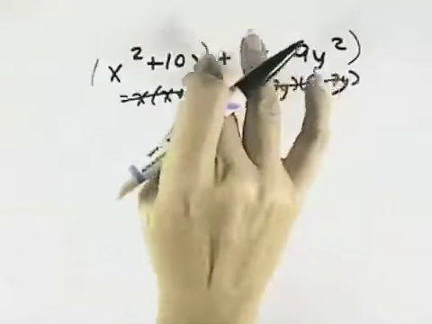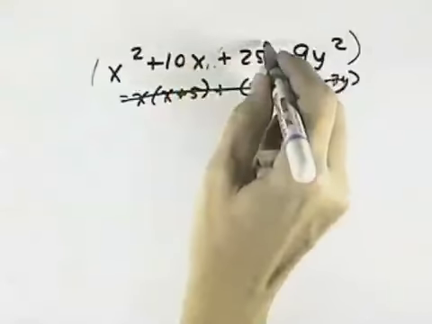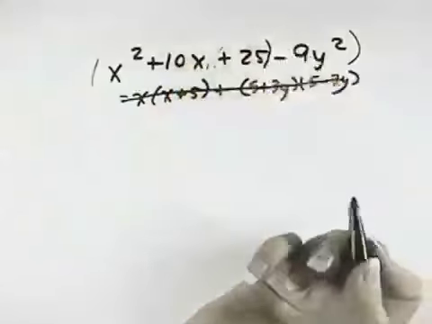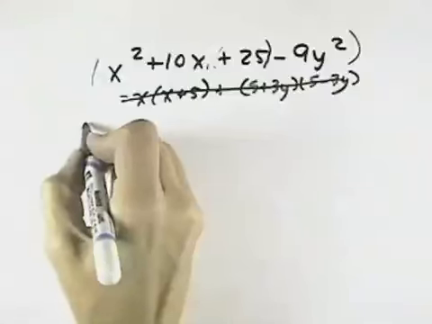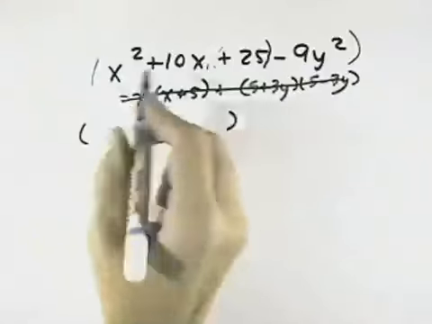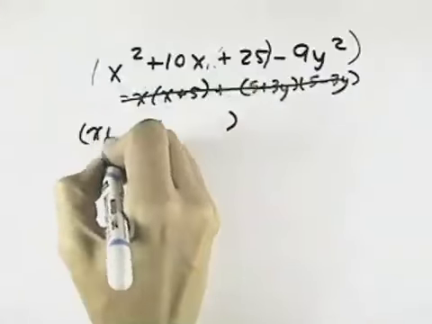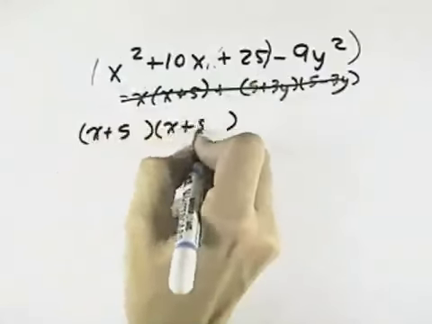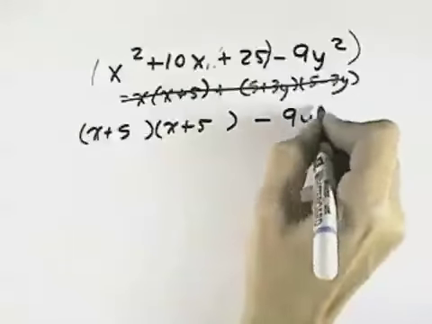Another choice we might recognize is how about if instead of splitting in the middle, we group the first three and leave the last term. Because the first three, if we break down this trinomial, what we'll see is perfect squares so that it factors into x plus 5 times x plus 5, leaving the 9y squared.